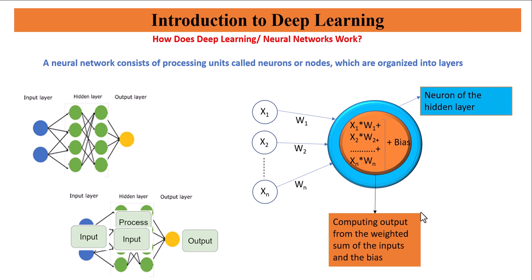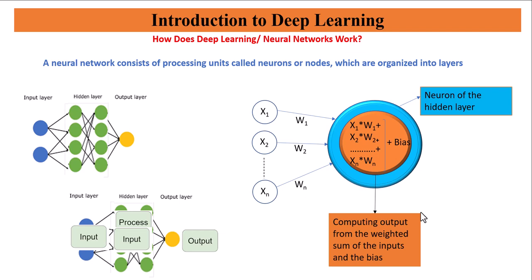Yes. But there's one more component added to this sum before processing further. Do you know what it is? The bias value of the neuron. It's added to the weighted sum. Exactly. The bias helps the network make adjustments during learning.